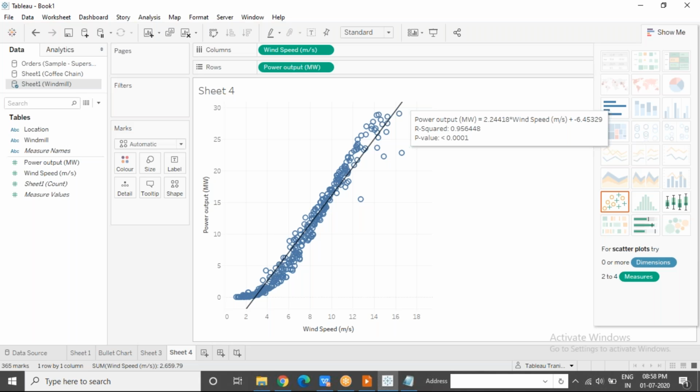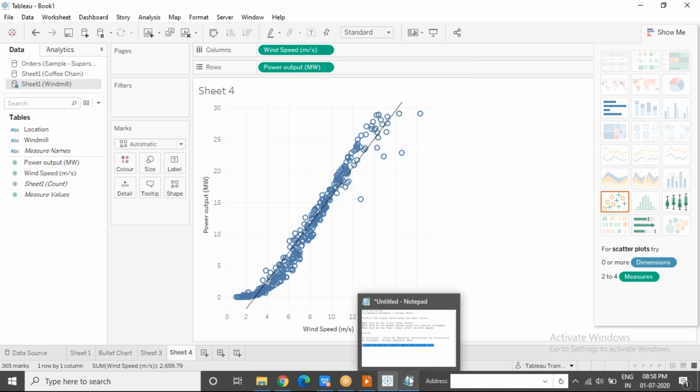First thing is the equation of the trend line. Second is something called R squared value. Third is P value. Now, the first thing that you're seeing is the equation of the trend line.